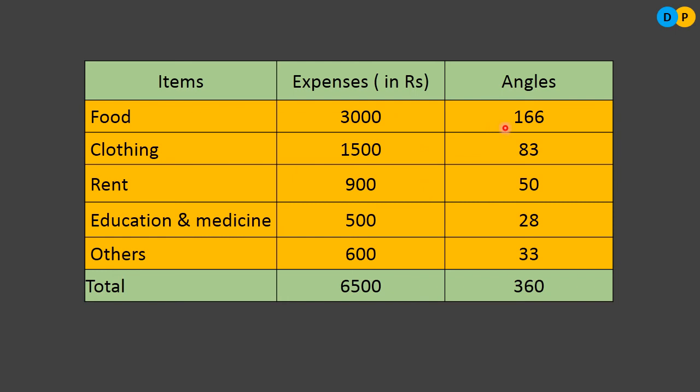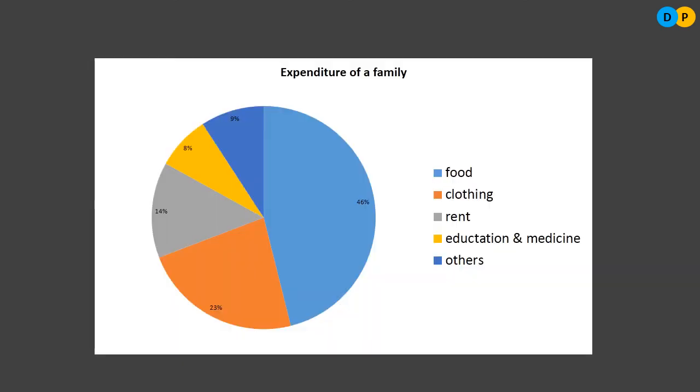corresponding angle, that is 166 degrees for food. Similarly, 83 degrees is the angle for clothing. If you add all these angles, you need to get 360 degrees. Now let us translate this into a pie diagram. This is how the pie diagram looks.